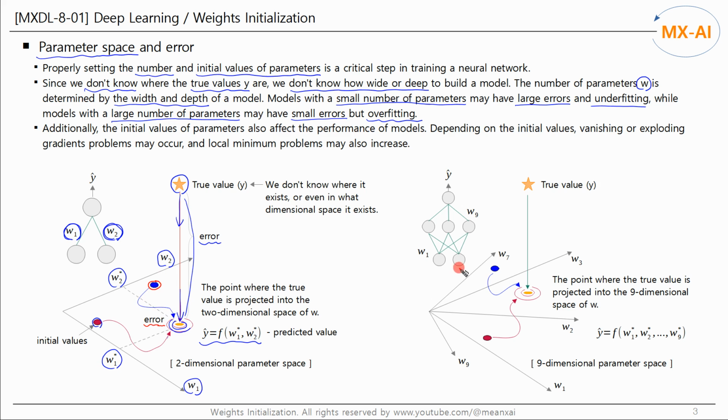Since this model has 9 W's, we can think of a 9-dimensional parameter space. This model is slightly wider and deeper than the one on the left. As on the left, the 9 W's will move to this point, where the true value y is projected into the 9-dimensional space.